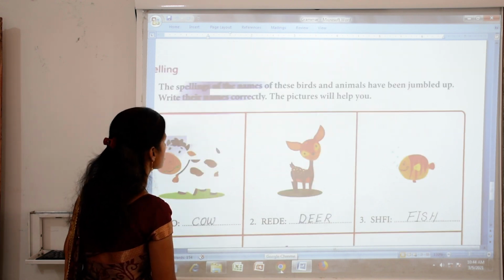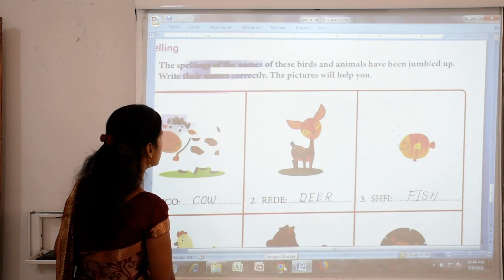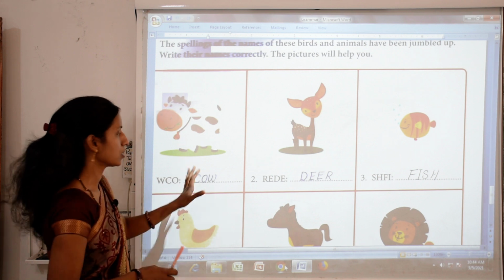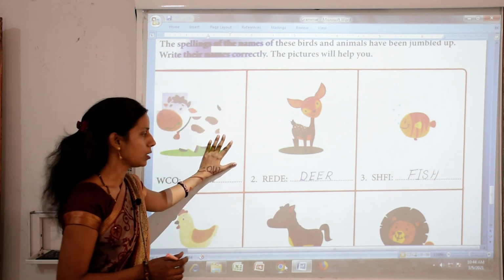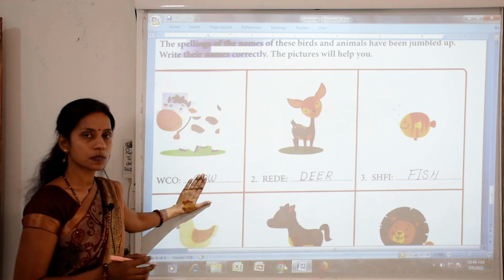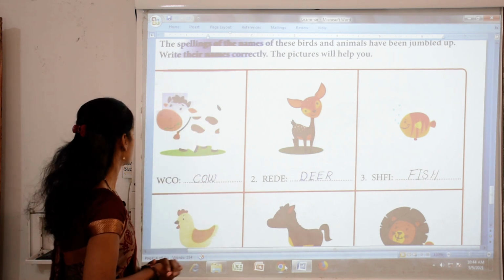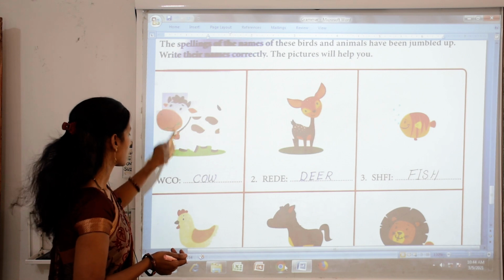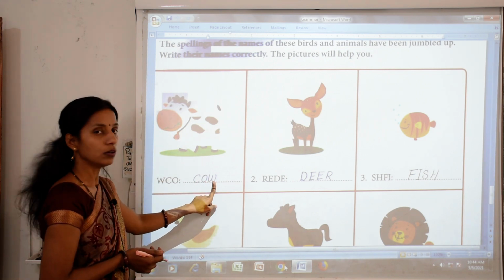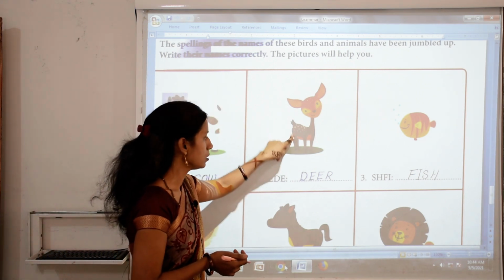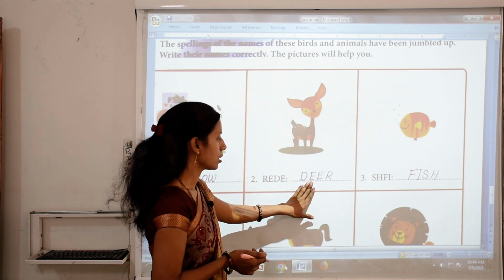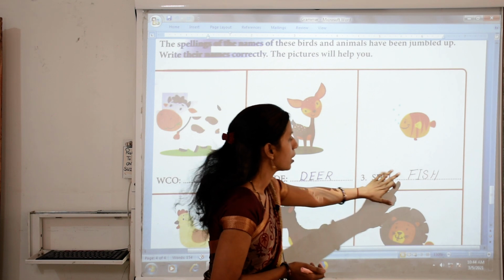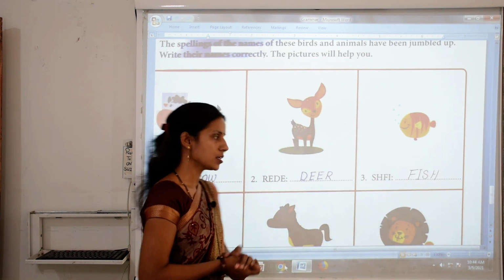And one more exercise here. In this exercise you have to write the animals' names, and pictures are given here. Here are some pictures of animals and you have to write the correct spelling. Okay, with help of pictures. So here we can easily identify this cow. C-O-W, cow. And this one, deer. D-E-E-R, deer. And one more, F-I-S-H, fish.